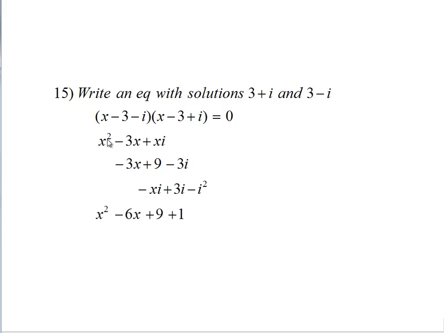So if we add these up, we have an x squared. 3 and 3 is 6x. 9. The i's go away because one's plus and one's minus. The 3i go away, same reason. i squared with a minus turns into plus 1, because i squared is negative, and a negative makes a positive. Okay, you can combine these: x squared minus 6x plus 10. We started with equals 0, so that's it.